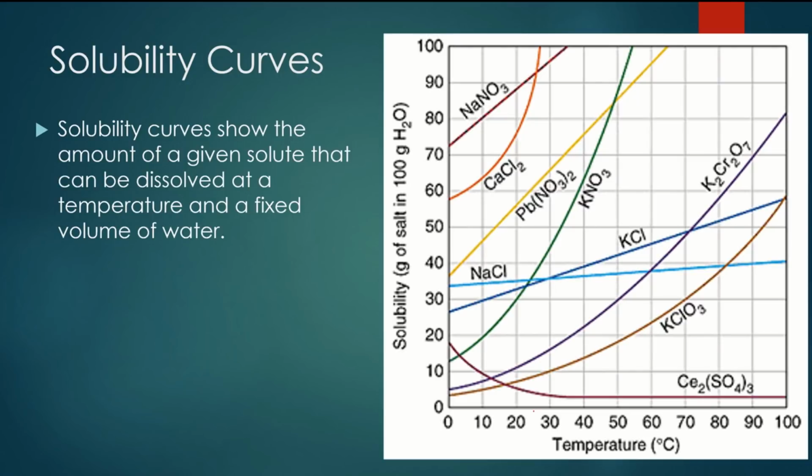So at roughly room temperature, it'd be right in here, follow this up, we would expect to be able to dissolve about 35 grams of sodium chloride in 100 grams or 100 milliliters of water. If we want to dissolve more, we can generally warm the water up. So if we brought the water up to its boiling point at 100 degrees Celsius, now we could dissolve about 40 grams of sodium chloride, a little bit more than the 35 at room temperature.